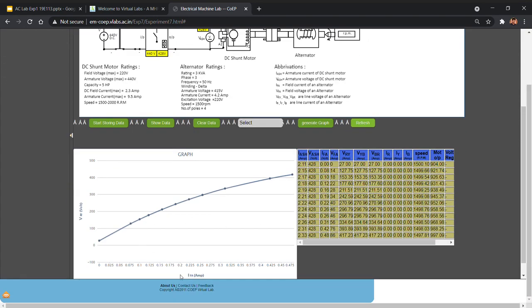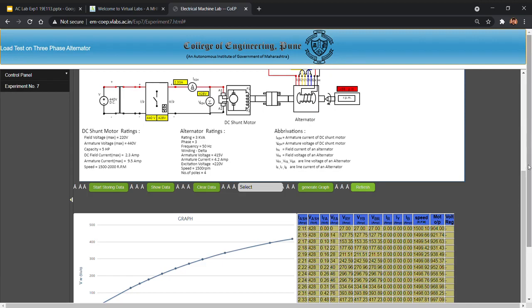So with the increase in field current, the output voltage of the alternator is also increasing. This is due to Faraday's law of electromagnetic induction. As the field current increases, flux increases. Even though this is a constant flux, since the constant flux is rotating with the help of the rotor, the rate of change of flux increases and the output voltage of the alternator increases. Now let us go to the next part of the experiment.